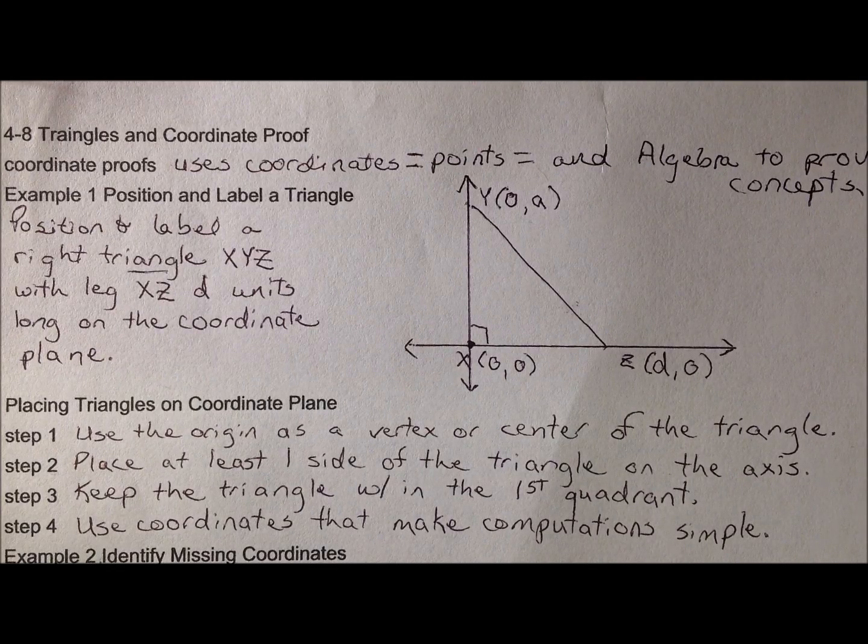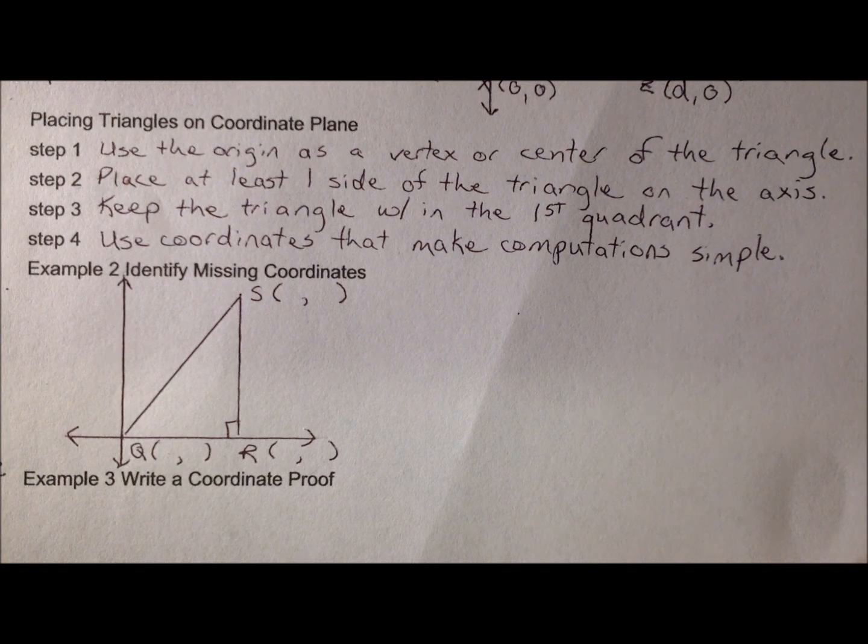Complete Check Your Progress number 1. Example 2, we are identifying missing coordinates. So in this case, our triangle is already positioned, and we have to find out what our x and y values are for each of these points. For this example, we have a right triangle here.